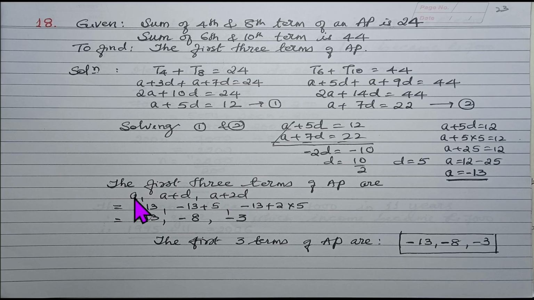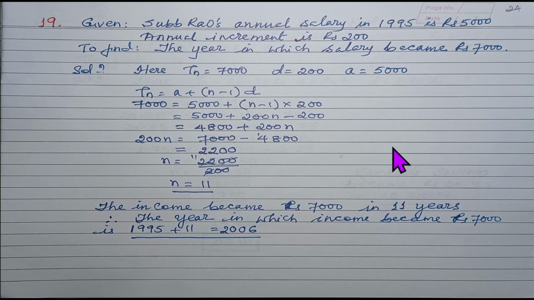The first three terms of the AP are A, A plus D, A plus 2D. The first term, that is A, is minus 13, and to that minus 13 add 5, we get minus 8, add 5, that is minus 3. So the three terms are minus 13, minus 8 and minus 3 for the given example. Remember that. Now coming to the next example, Subba Rao's annual salary in 1995 is rupees 5,000.